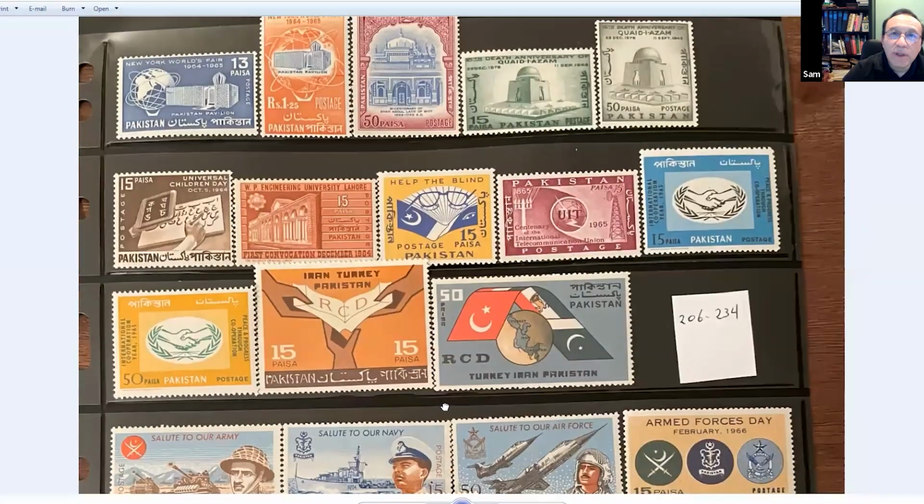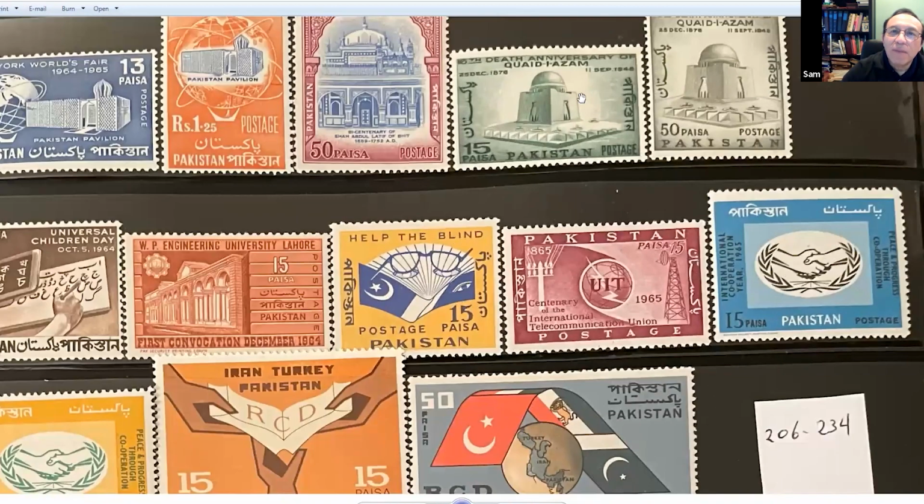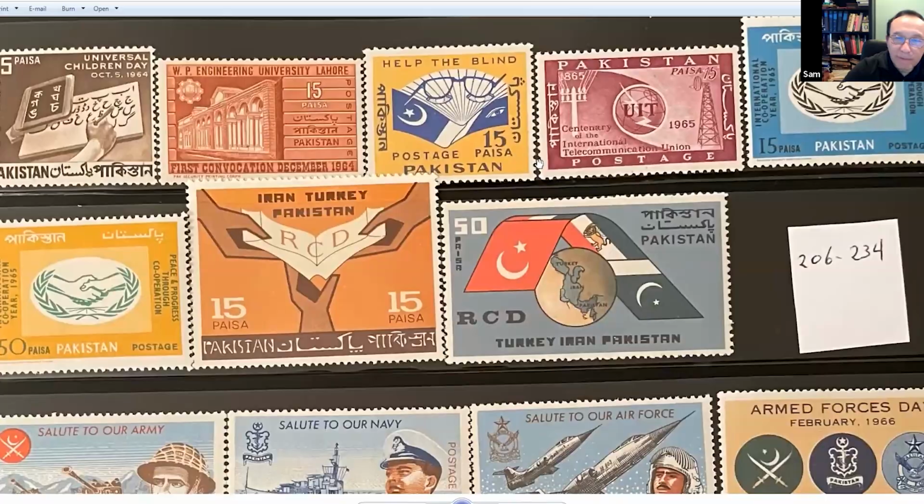Let me just keep showing you the stamps. So this is a mausoleum. This is for Jinnah, Quaid-e-Azam. Yeah, Jinnah, exactly. The 16th death anniversary.